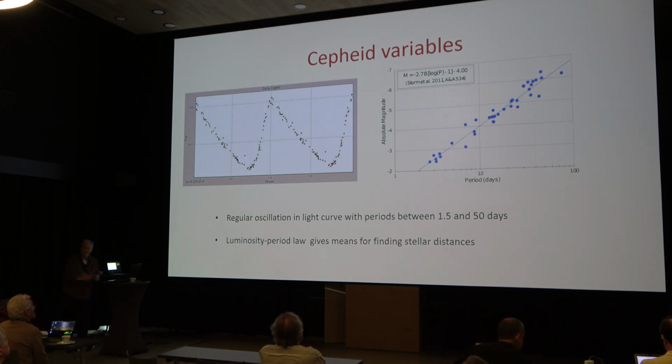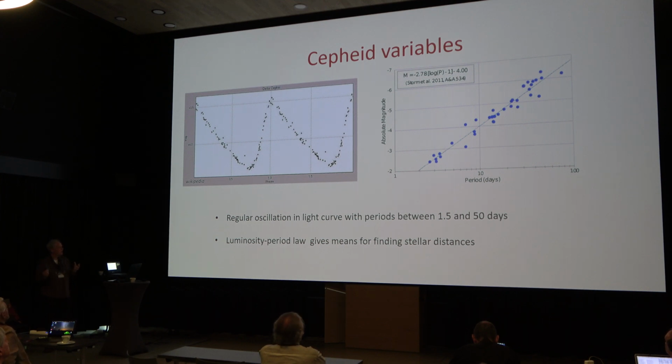Okay, this is well-known stuff. Here's the typical light curve of delta Cepheid, the archetypal Cepheid variable. They show regular oscillations between 1.5 days and a few weeks. Okay, and I guess the story goes like this: that there's a lawful relationship between the luminosity of the star, or its absolute magnitude, and the period, shown on the right-hand panel there.